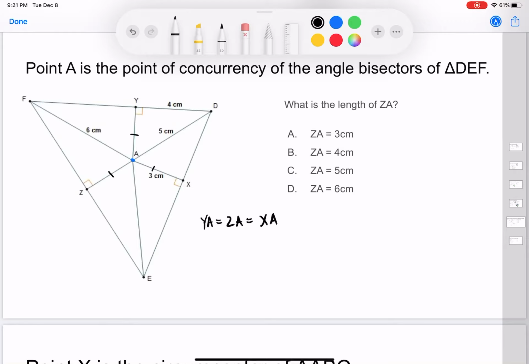And then I'm being asked, what is the length of ZA? Well, I know that ZA is equal to XA and YA, and I am given that XA is equal to 3, which means that ZA is also equal to 3, which means that YA is also equal to 3. So my answer is A, 3.